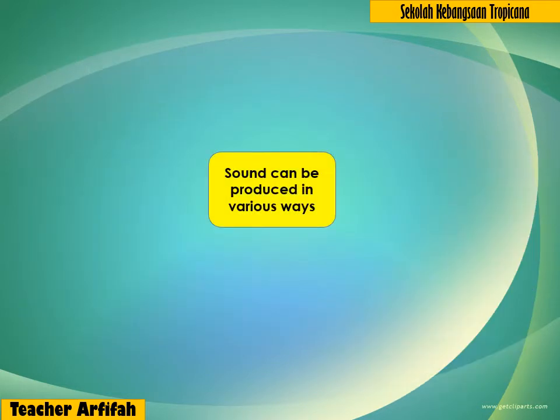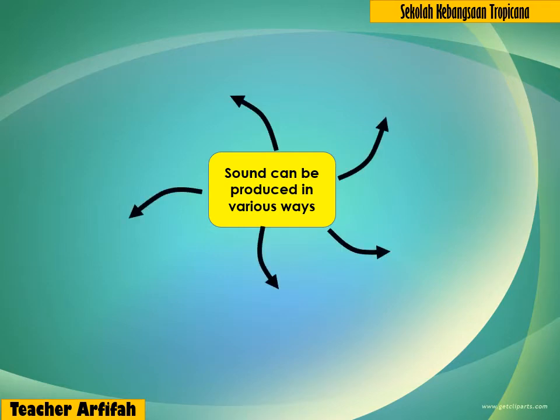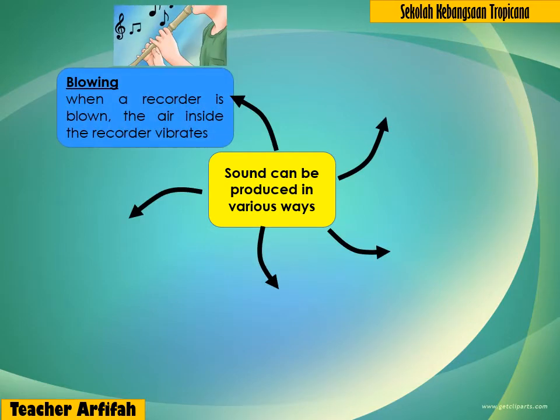Sound can be produced in various ways. Okay, bunyi boleh dihasilkan dengan pelbagai cara. Okay, what are they? By blowing. For example, when a recorder is blown, the air inside the recorder vibrates. Okay, dalam recorder bukan vacuum. Dalam recorder adalah ada udara ya. Udara is one of the mediums that sound can travel through.